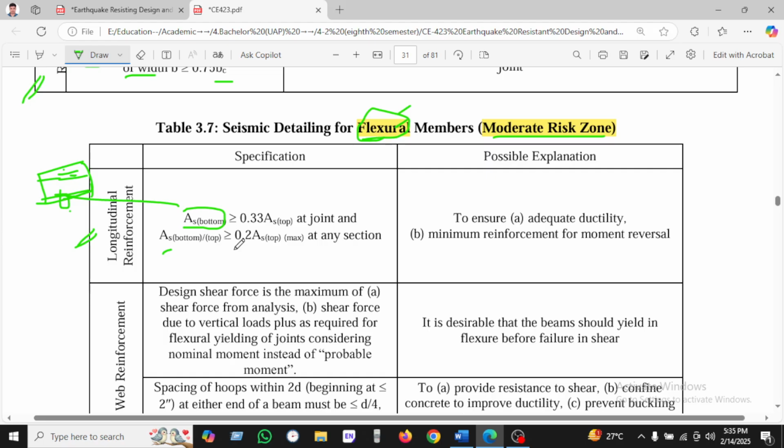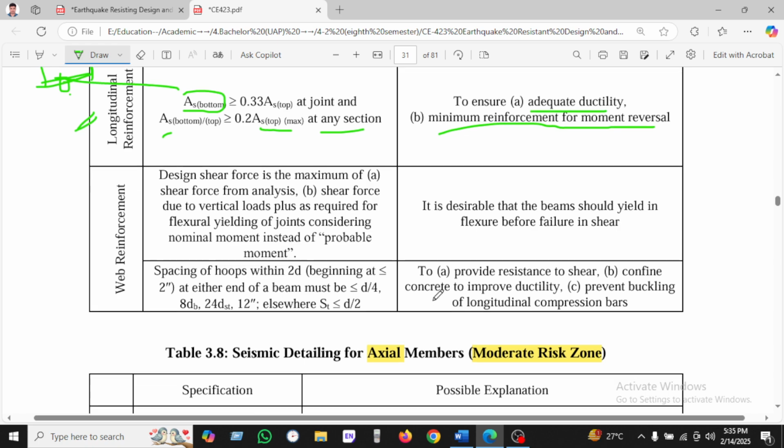It will be greater than 0.25 at the top, which is the maximum at any section. Why? Because it ensures adequate ductility and minimum reinforcement for moment reversal. So, web reinforcement we have been seeing here.